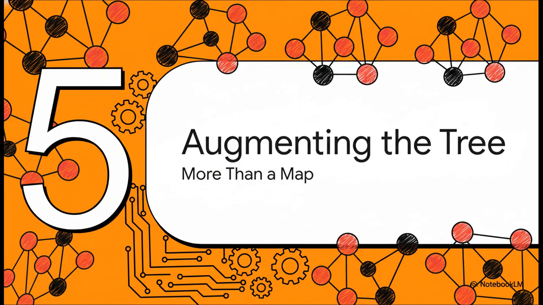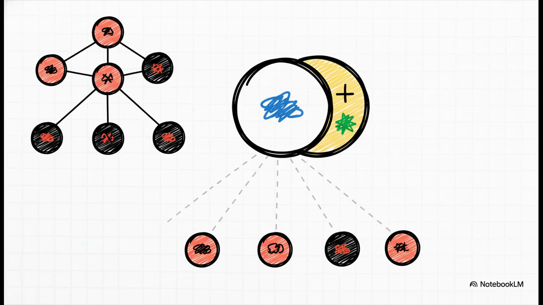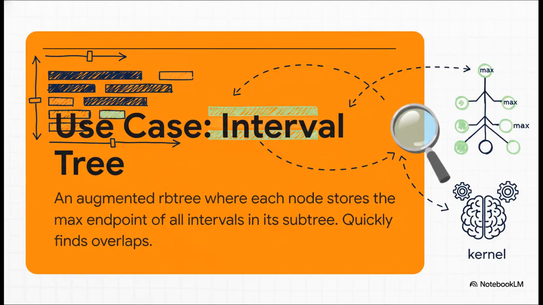But the story doesn't end there. The genius of the red-black tree isn't just about simple storage. This basic structure can actually be enhanced, or augmented, as they say, to solve even more complex problems. The whole idea behind an augmented tree is pretty simple. You have each node store a little bit of extra information about all the other nodes in the branch beneath it. For instance, a node could keep track of the largest value in its entire subtree. Just by adding that one extra piece of data, you unlock a whole new world of powerful queries you can run. And a perfect real-world example of this is something called an interval tree.